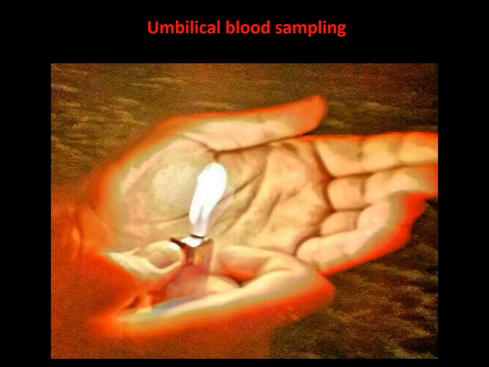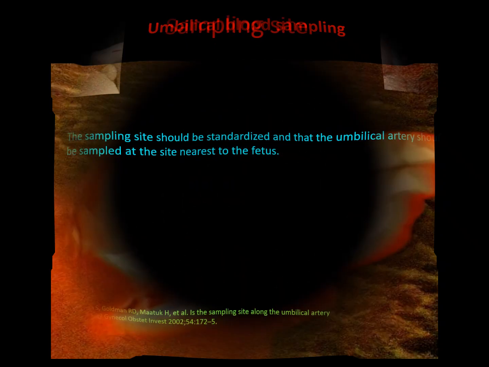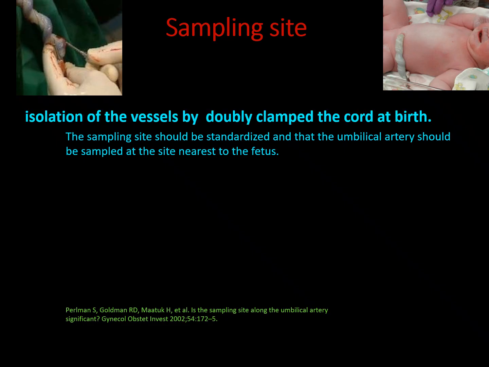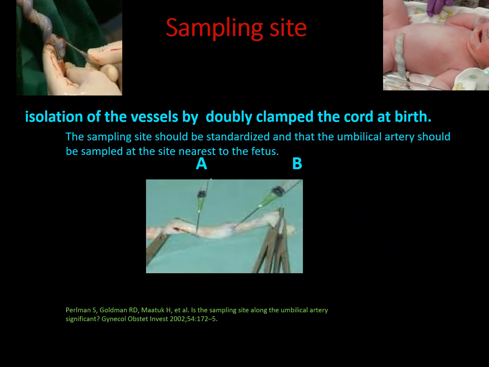We will talk about the umbilical blood sampling. If you want to sample the umbilicus, the sampling site should be standardized and the umbilical artery should be sampled at the site nearest to the fetus. Isolate the vessels by double clamping the cord at birth. We should double clamp 10 cm of umbilical vessels and we will take samples for artery and vein.